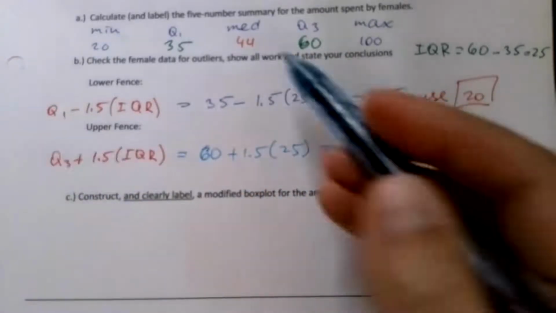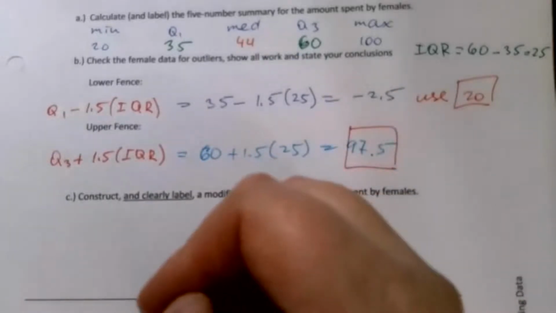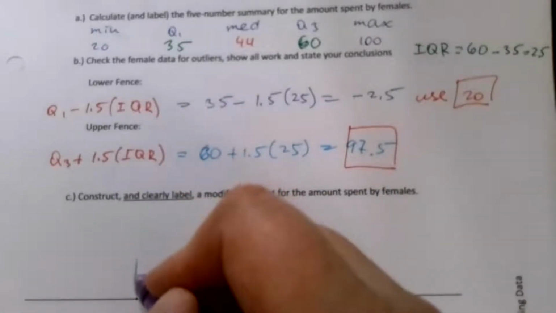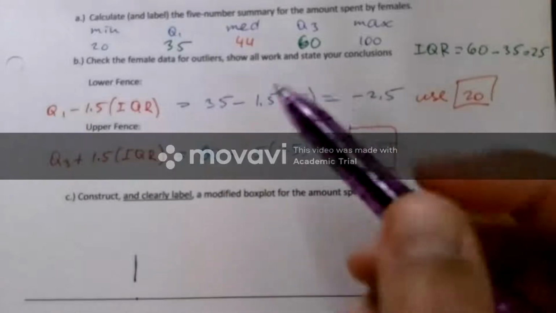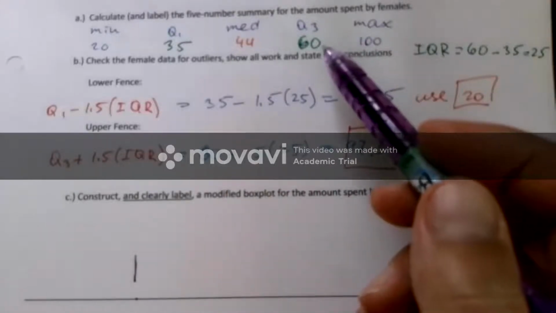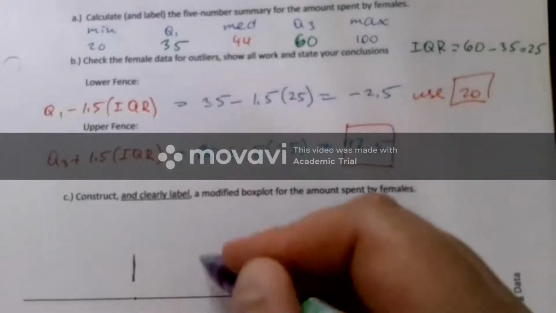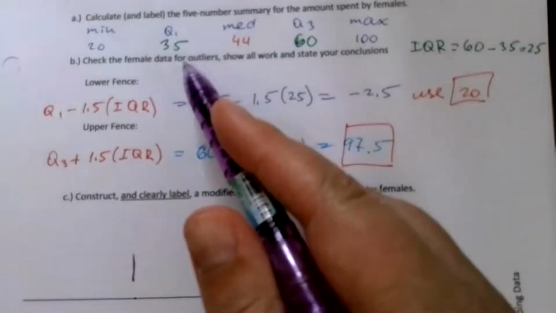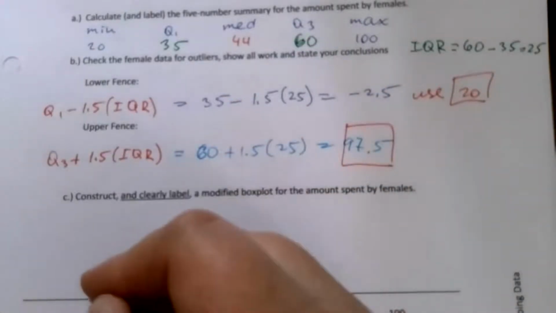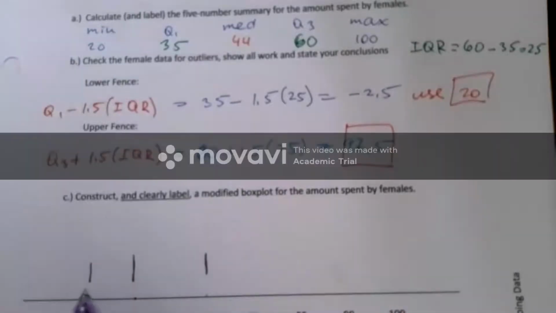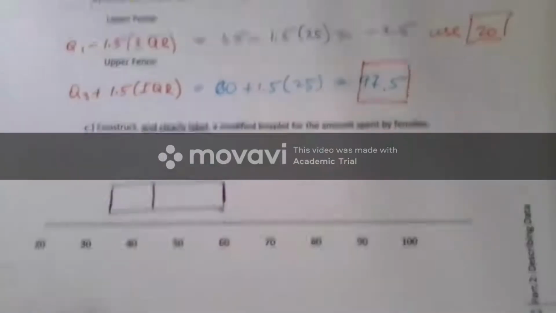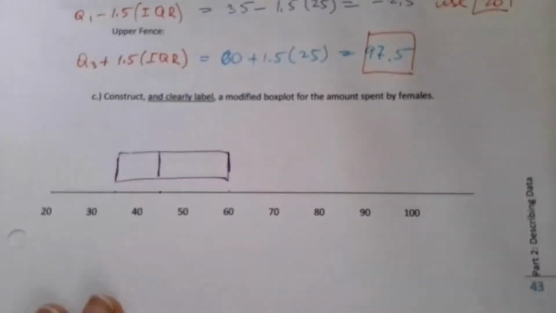let's do the middle part first. So the median is 44. So this is 45, so 44 would be slightly to the left. Okay, 44. And Q3 is 60, so right here. And Q1 is 35. 35 is here. So this is our box, our middle 50%.